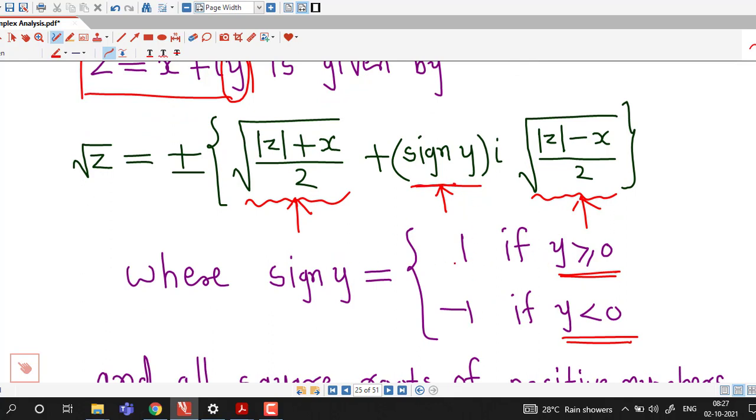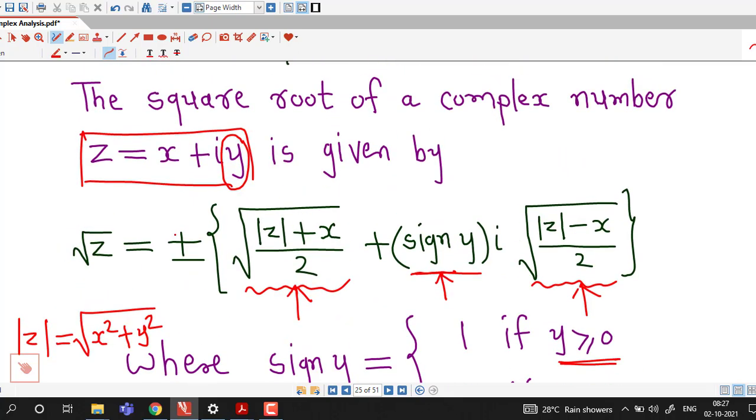So sgn y will be equal to 1 if y is non-negative, and sgn y will be equal to minus 1 if y is negative, and we know the absolute value of z. It is given by the square root of real part squared plus imaginary part squared. After finding this, we consider the positive and negative sign, so we obtain two square roots of the given complex number.